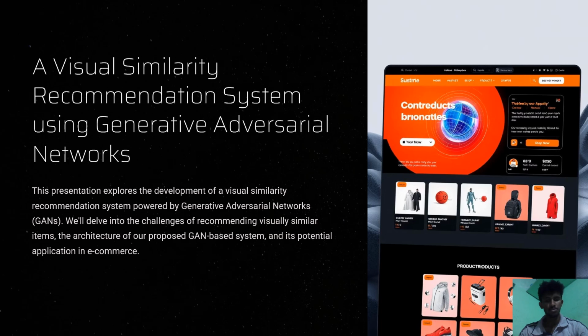This presentation explores the development of a visual similarity recommendation system that can be powered by generative adversarial networks, the challenges in recommending visually similar items, the architecture of our proposed GAN-based system, and its potential applications in e-commerce.